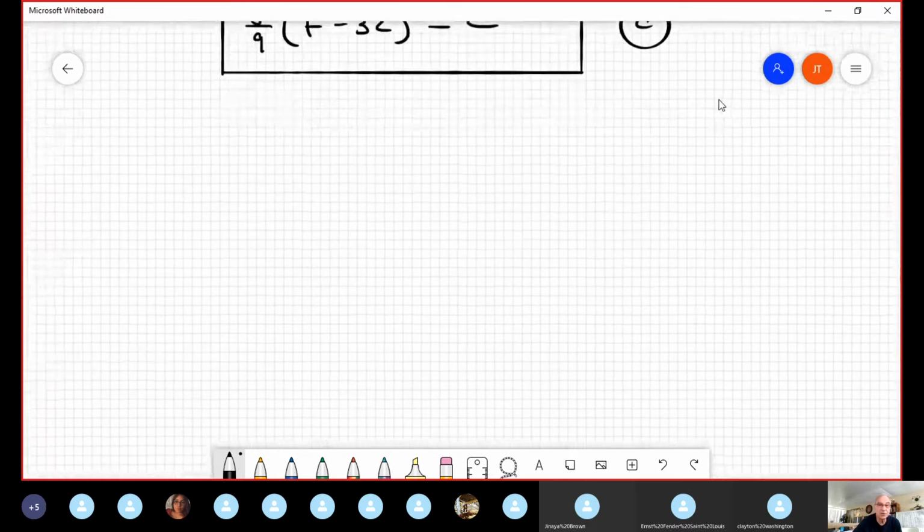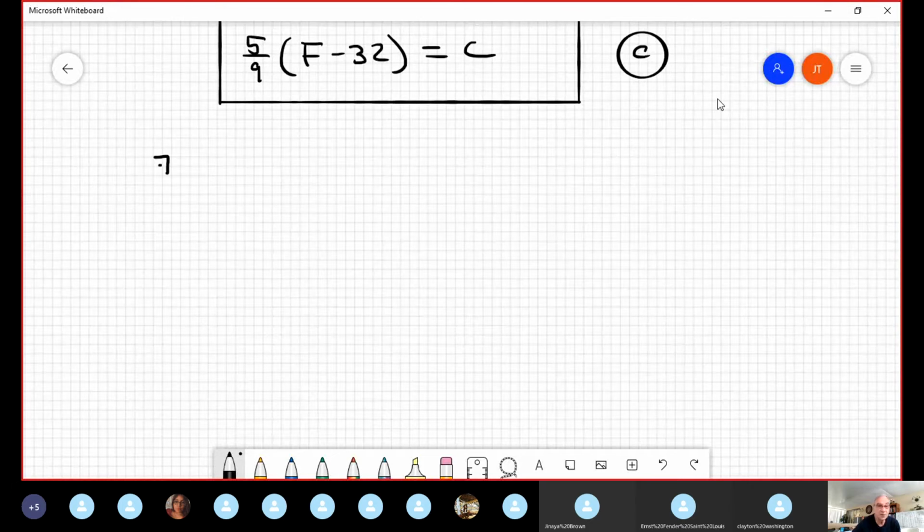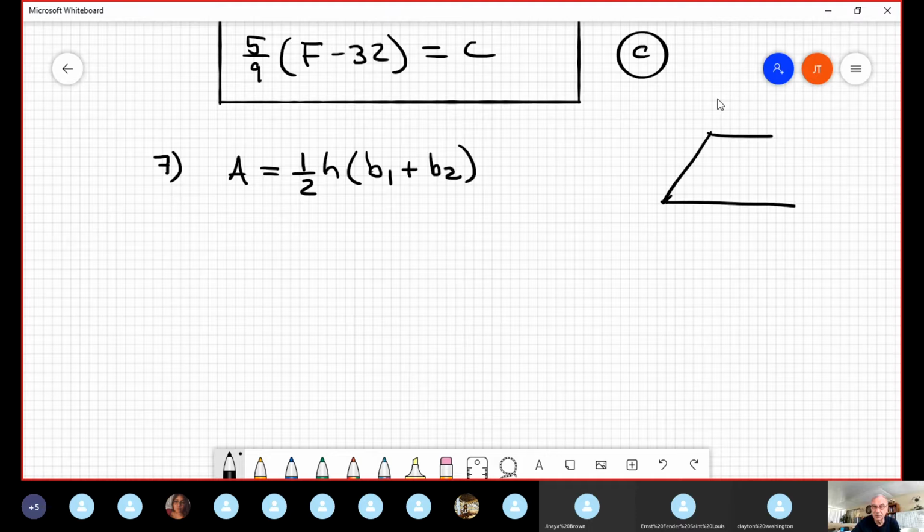Okay, let me see another geometry problem. Number 7 is about area equals 1/2 h parenthesis b1 plus b2. This is the formula for the area for the trapezoid. b1 is the higher base, b2 is the smaller, and the height is h. This formula allows us to find the area. Area is the surface inside the trapezoid.